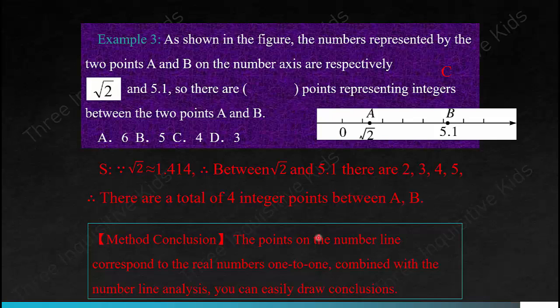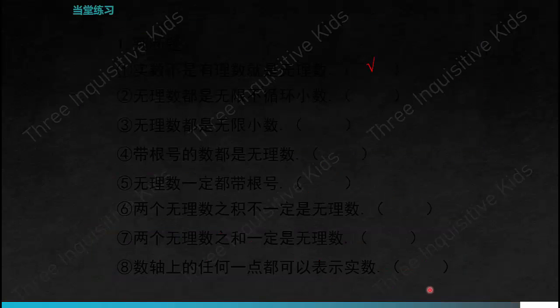Method conclusion: the points on the number line correspond to the real numbers one to one. Combined with the number line analysis, you can easily draw conclusions.